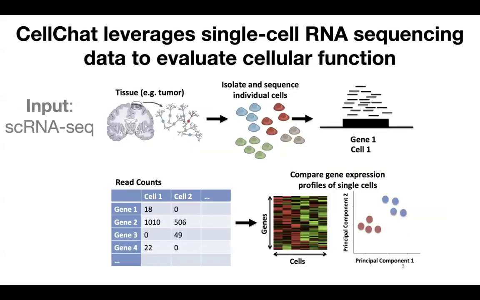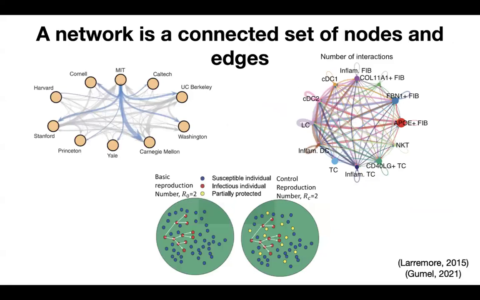And so CellChat actually leverages single cell RNA sequencing data to evaluate cellular function by looking for these different cell-cell interactions. And so again, the input is single cell RNA sequencing data. So data where we have isolated and sequenced the individual cells. We'll get an expression profile for each individual cell type. And then we can actually compare the profiles of different cell groups. And so how CellChat works is by using a network-based analysis.